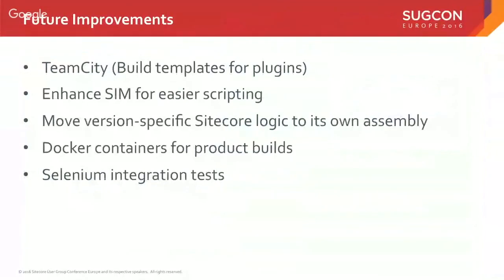So, just quickly, some future improvements. I mentioned TeamCity. Really enhancing SIM to make all this easier, so it's something that we want to do. The version-specific type of logic and some assembly. I thought about using Docker to make some of this more efficient, so you don't have to reinstall Sitecore every time, and actually speed things up. And obviously improving our integration testing and running Selenium. Since we have Sitecore running, this should be pretty easy to automate since we already have a running instance of Sitecore.